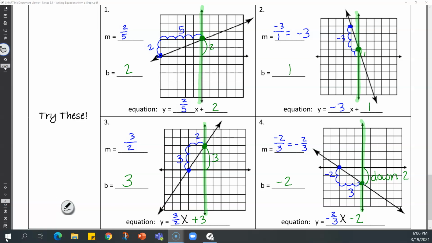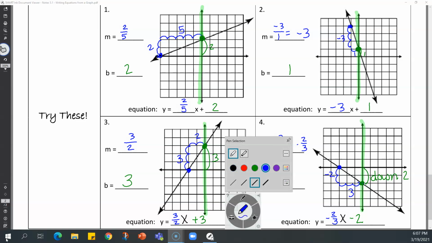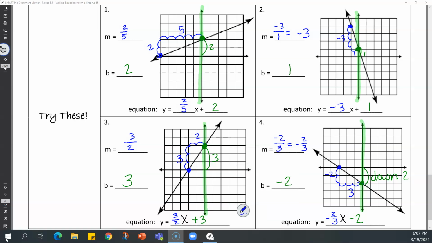Okay. Number 4 was only a tiny bit tricky. My slope is negative 2/3, 2 down and 3 to the right, or 2 up and 3 to the left. Either way, negative 2/3 is my slope. My y-intercept in this one is just a little bit trickier because it's down here below the origin, which means I need to make sure that I'm making my y-intercept negative 2 to show that it's down below the origin rather than up like these ones were. When I put those together, I get y equals negative 2/3 x minus 2.